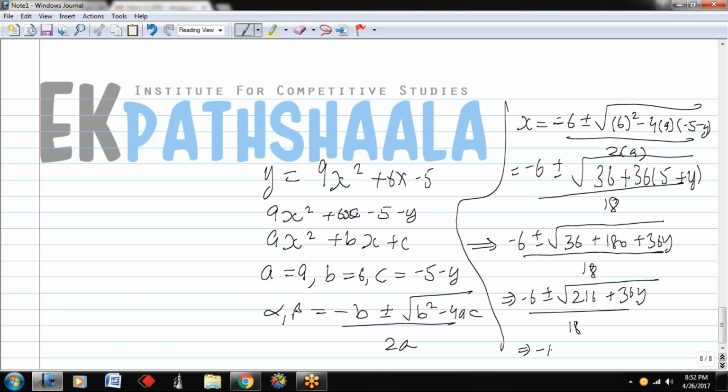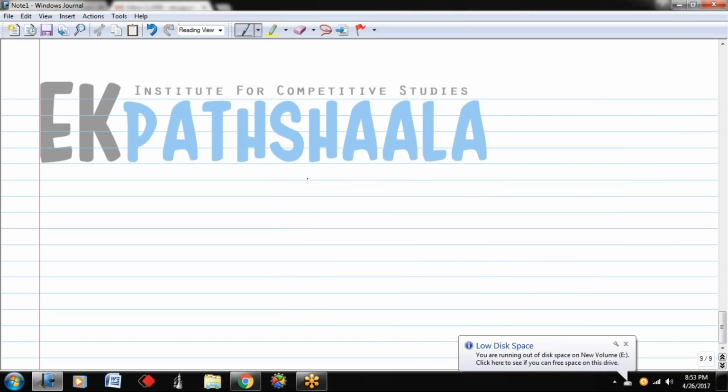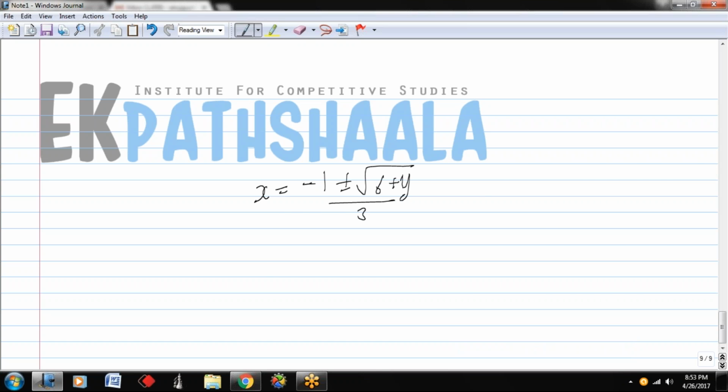Now if I take 36 common from here, because of square root 6 will come outside, this will become 36 into 6 and this will become y divided by 18. Now if I take 6 common from here, this will become minus 1 plus minus 6 plus y upon 3. Please note it down till here.